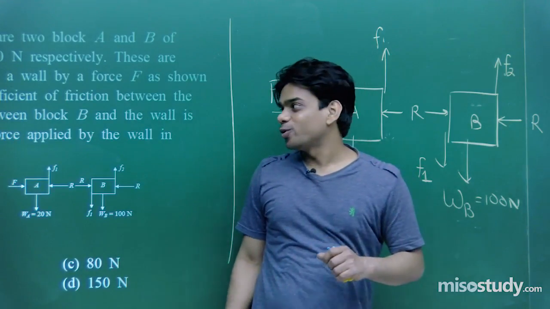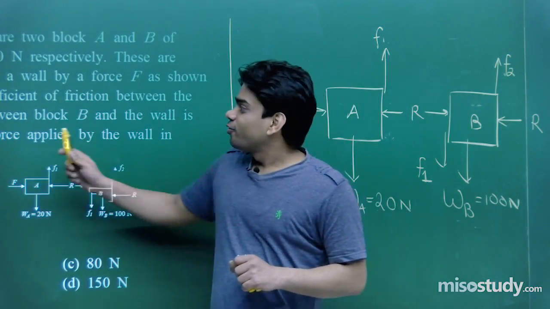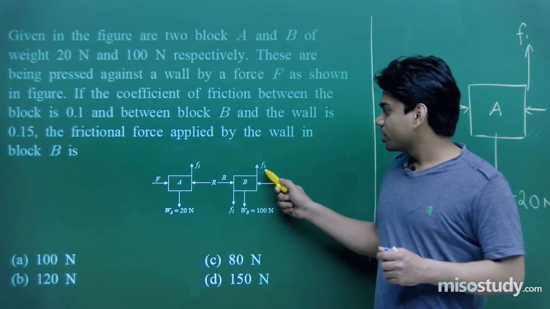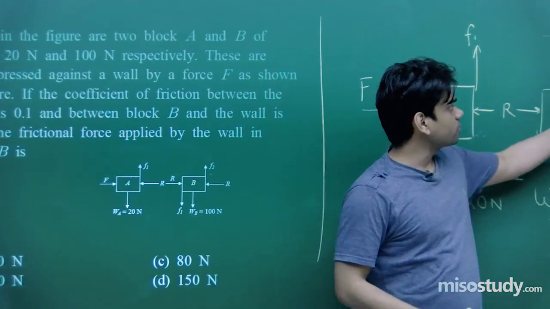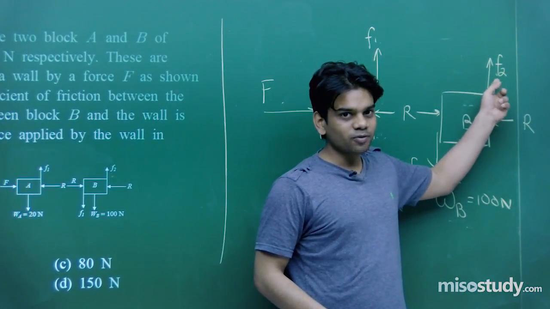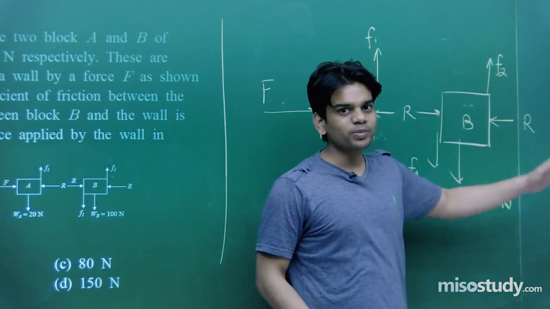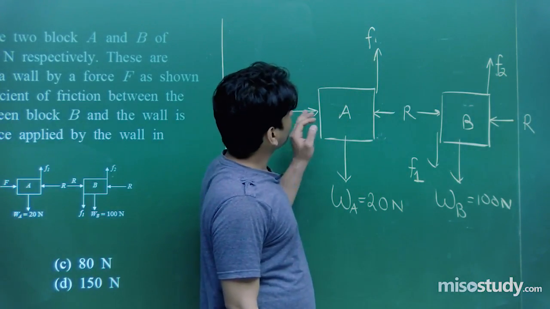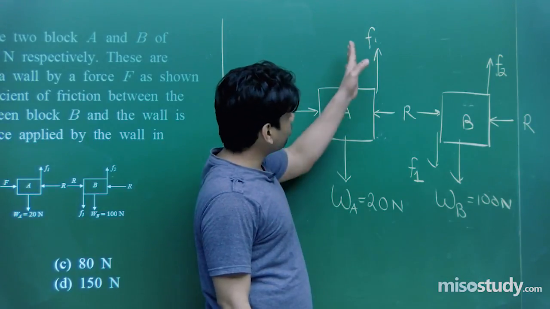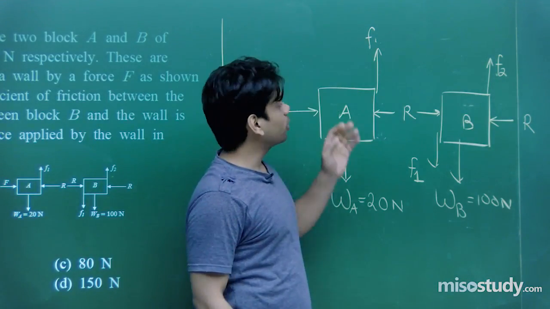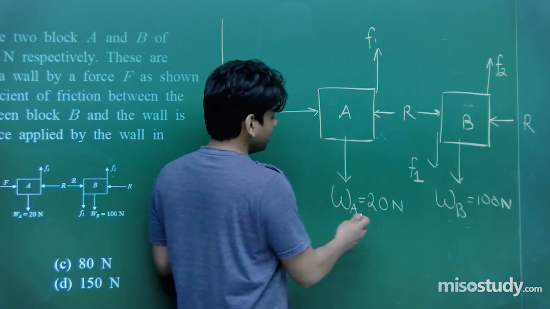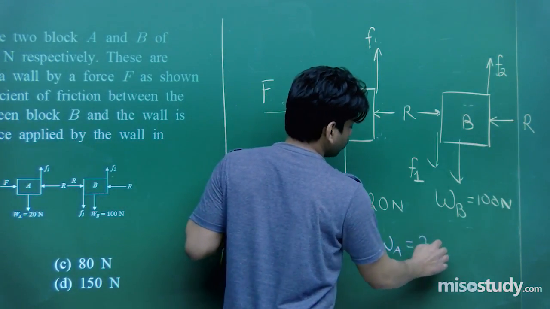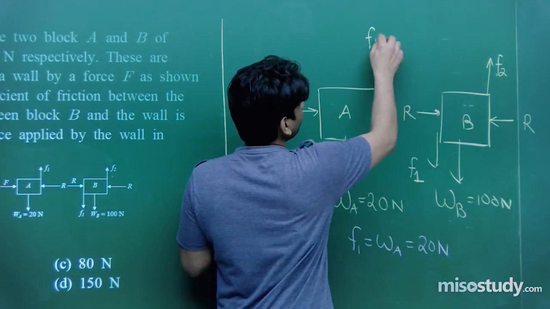We want to evaluate the F2 value, the frictional force applied by the wall on block B. So we need to find out the value of F2, that is the frictional force on block B due to the wall. I hope that point is clear to you all. Let's go ahead. First of all, for vertical equilibrium of block A, we can easily say that F1 should be equal to WA, which is 20 Newton. So we got the value of F1, 20 Newton.